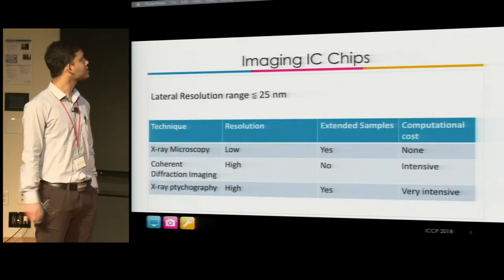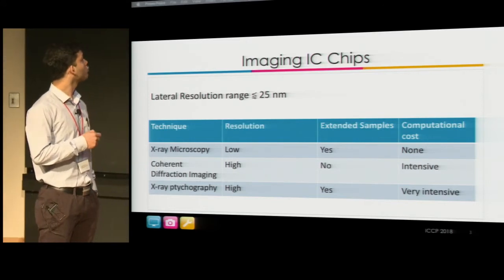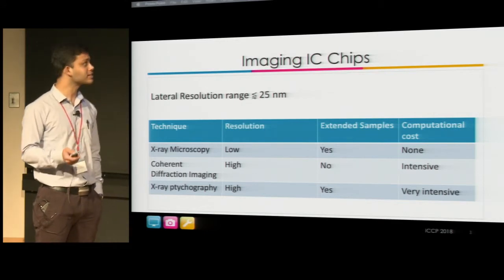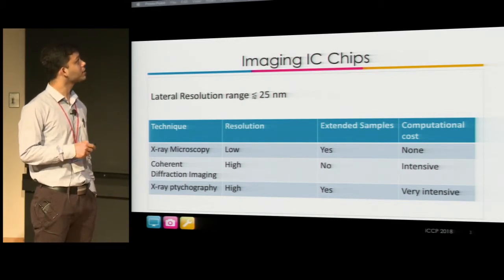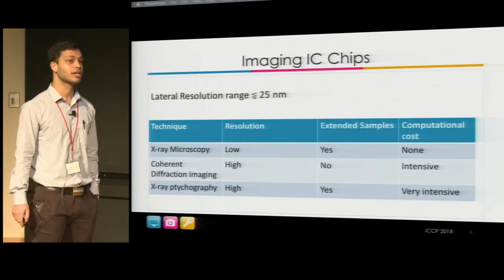So let's look at some of the techniques that are popular for X-ray imaging. The first is X-ray microscopy. It offers low resolution because it's limited by the aperture of the lens that we use, but you can use it to scan the whole sample, so it can be done for extended samples and at almost no computational cost.